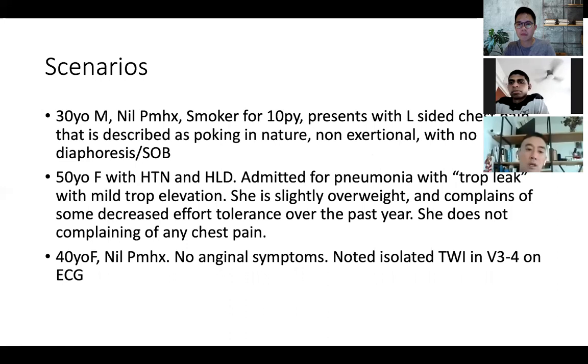Yeah, so if you go back to the broad principle, first, when you evaluate, is to assess for the cause of symptoms and to prognosticate.